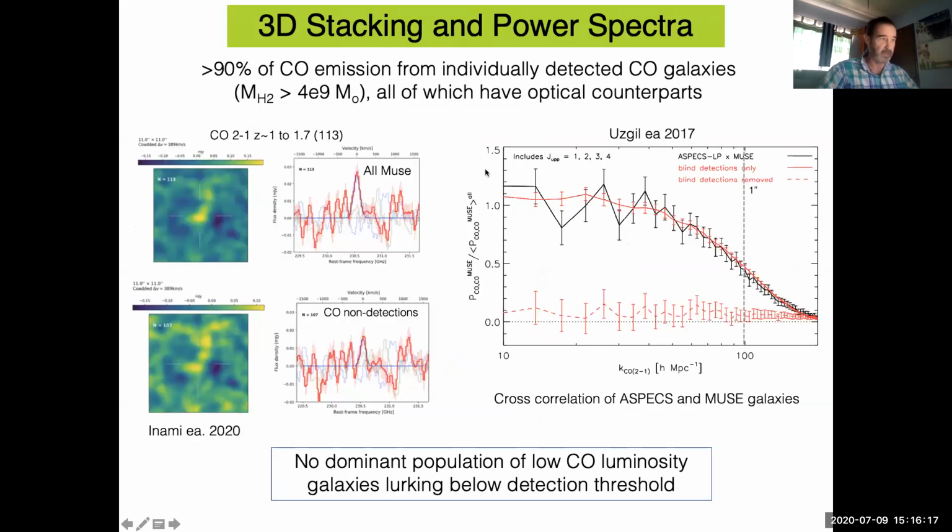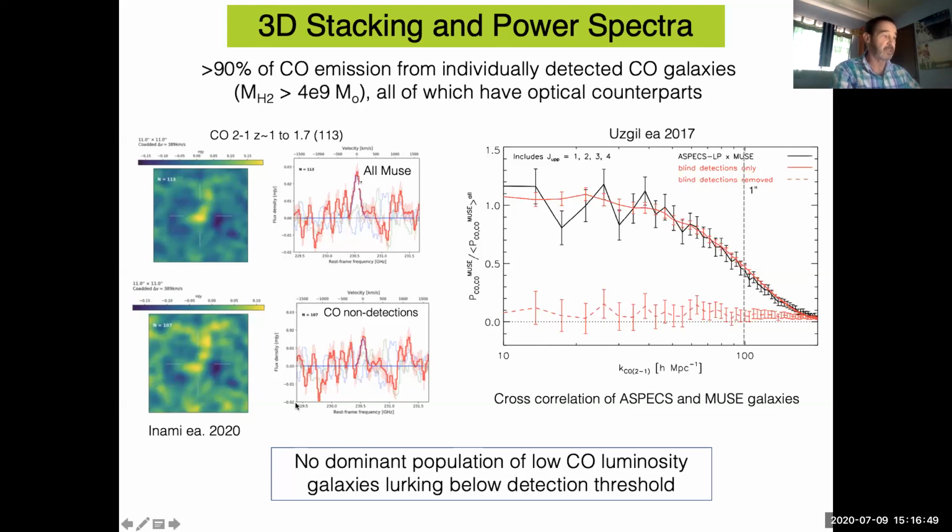Most of them are detected in the optical. So one thing we can do, given that we have the MUSE spectra, is we can do three-dimensional stacking, okay, because we have the lines. And I show here two different versions of that. One is stacking in the image domain. You take all the MUSE galaxies, including the CO detections, and you add them all together, lining them up at zero velocity, and you get a nice detection. If you remove the detections, you effectively get what looks like noise.